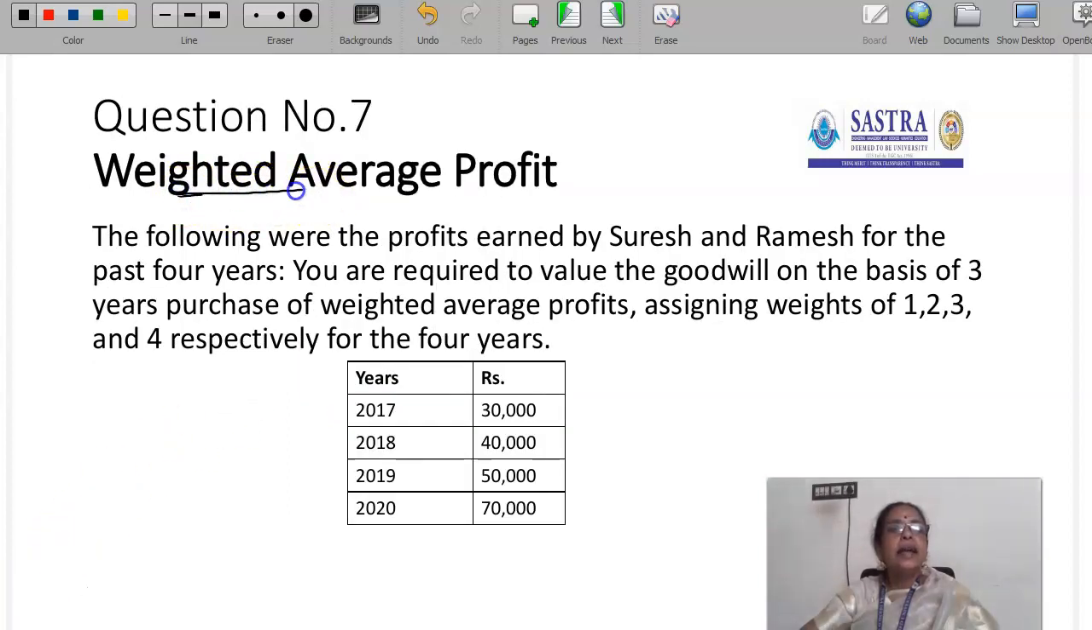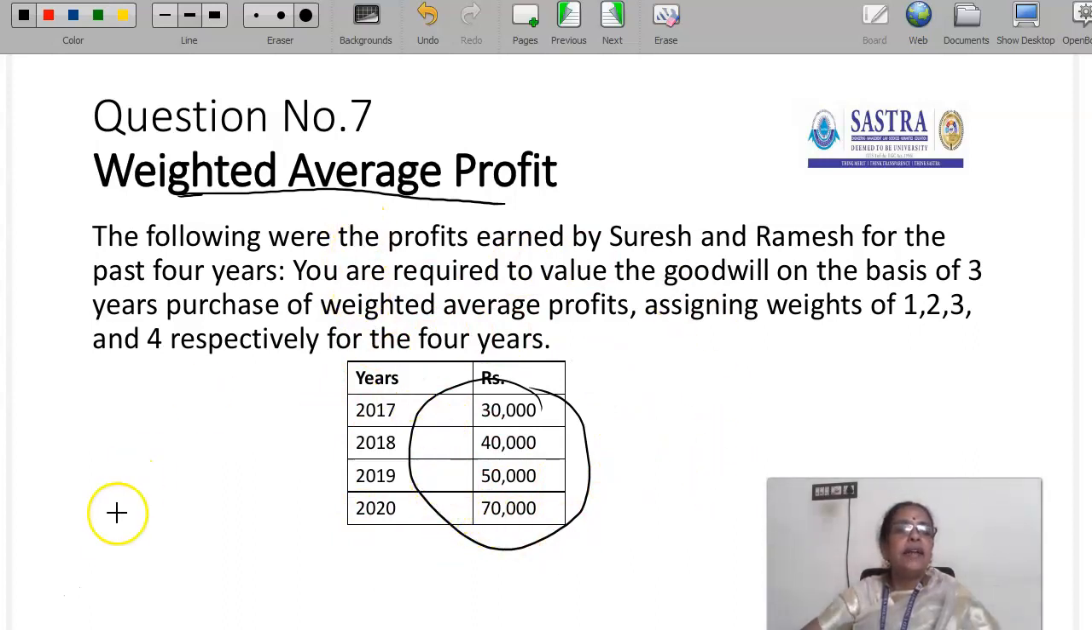Then the next method under the average profit is weighted average profit. This is the problem. You are required to value the goodwill on the basis of 3 years purchase of the weighted average profit, assigning weights of 1, 2, 3, 4 respectively for the 4 years. 4 years profit is given and you are asked to assign weights 1, 2, 3, 4. So weight for each and every year profit. First year profit weight is 1, second year weightage is 2, third year weightage is 3, fourth year weightage is 4. These are the information which is given in the problem. With the help of this information, you have to calculate the value of goodwill under the weighted average profit.